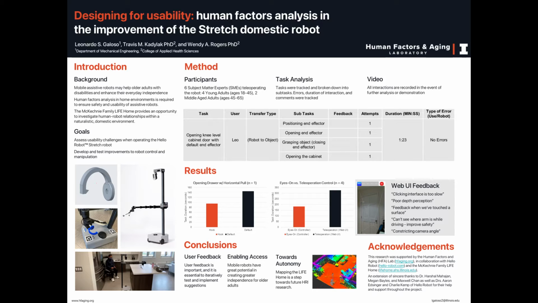The McKechnie Family Life Home provided an opportunity to dive deep into these human-robot relationships within a naturalistic domestic environment. The number one thing we wanted to look into were the usability challenges when operating Hello Robot's Stretch RE1 robot. This was mainly conducted through an instrument called a task analysis, which we'll talk about later. From user data and feedback, we were able to create solutions, such as 3D printed end effectors, which aided in the opening and closing of drawers and doors.